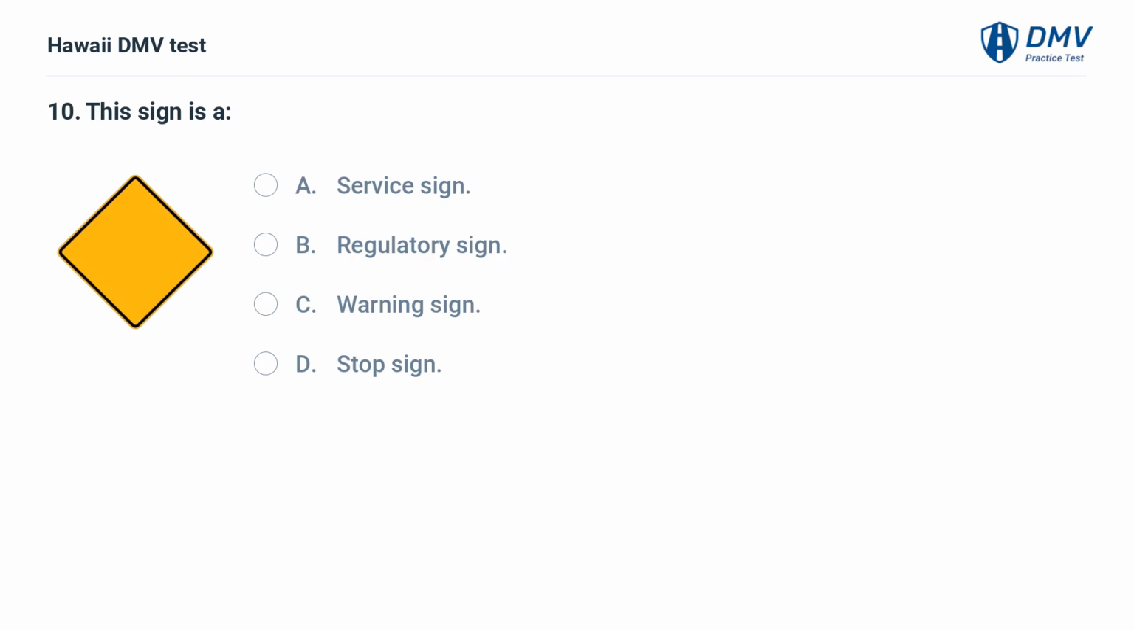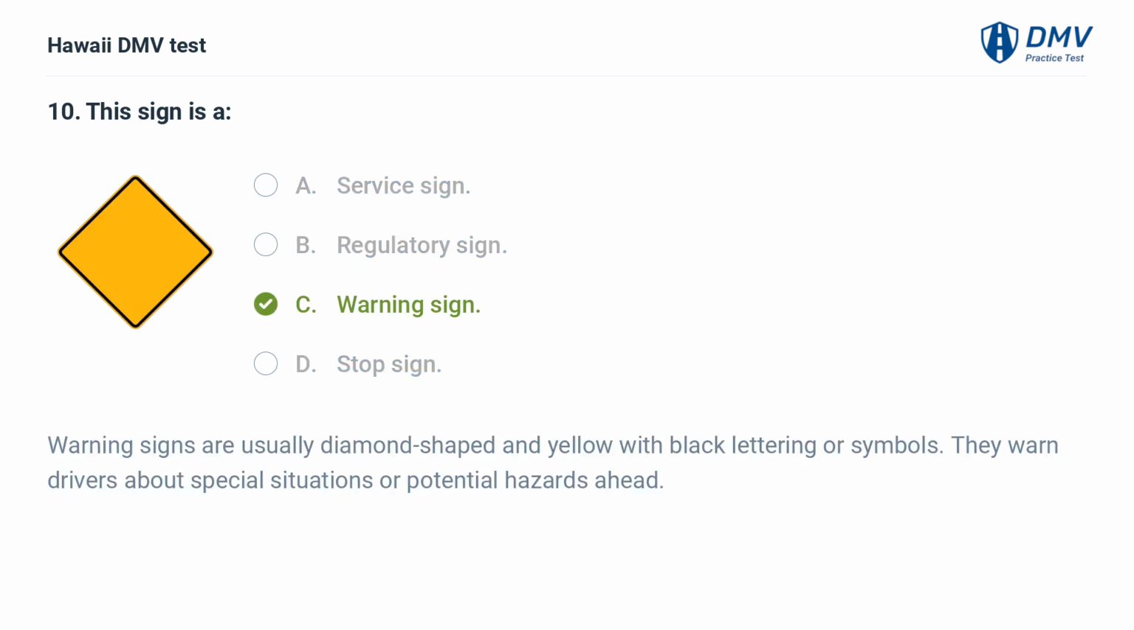This sign is a A. Service sign. B. Regulatory sign. C. Warning sign. D. Stop sign. C. Warning sign. Warning signs are usually diamond-shaped and yellow with black lettering or symbols. They warn drivers about special situations or potential hazards ahead.